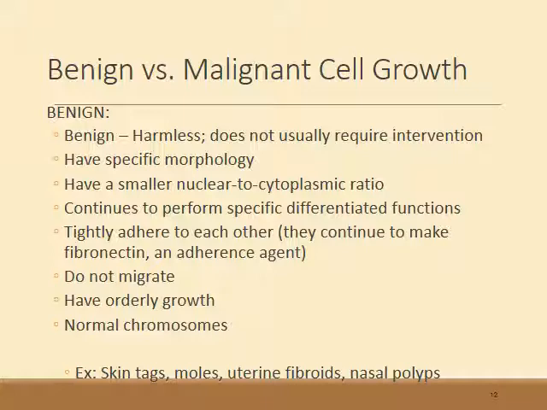They have a smaller nuclear to cytoplasmic ratio, so they're not exceeding that nuclear cytoplasmic ratio. They continue to perform specific differentiated functions. They do tightly adhere to each other, and they continue to make fibronectin, which is that adherence agent. They do not migrate. They have orderly growth, and they have normal chromosome makeup. Okay? Examples of benign cell growth would be your skin tags, moles, uterine fibroids, nasal polyps. They will not cause any long-term problems.